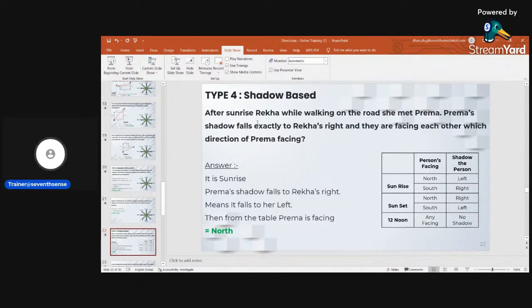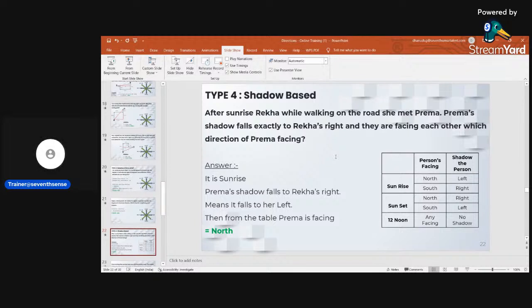After sunrise, Rekha, while walking on the road, met Prema, and Prema's shadow falls exactly to Rekha's right side, and they are facing each other. What is the direction Prema is facing? Okay, so they are asking about Prema's direction of facing, right?